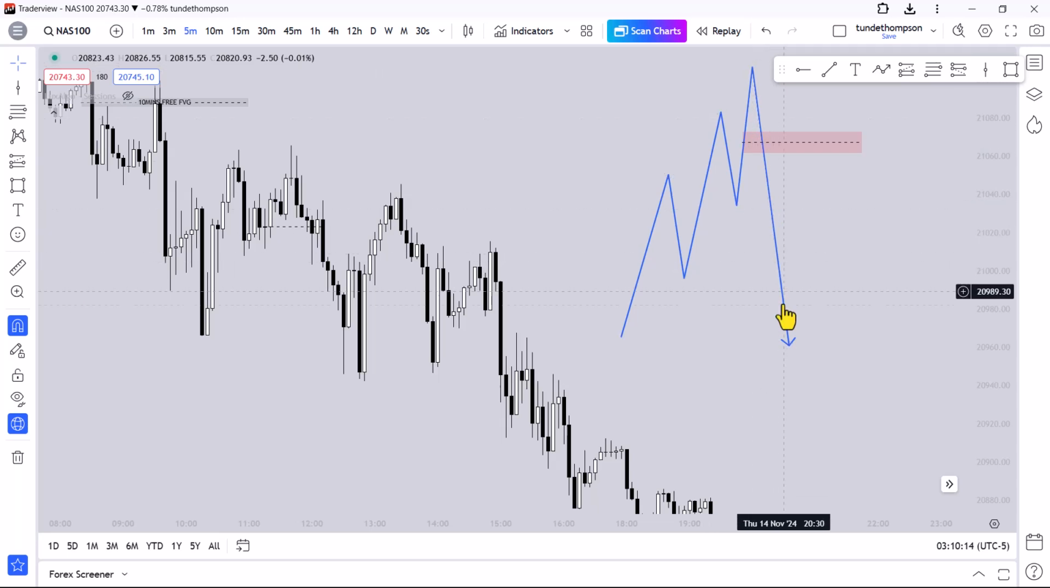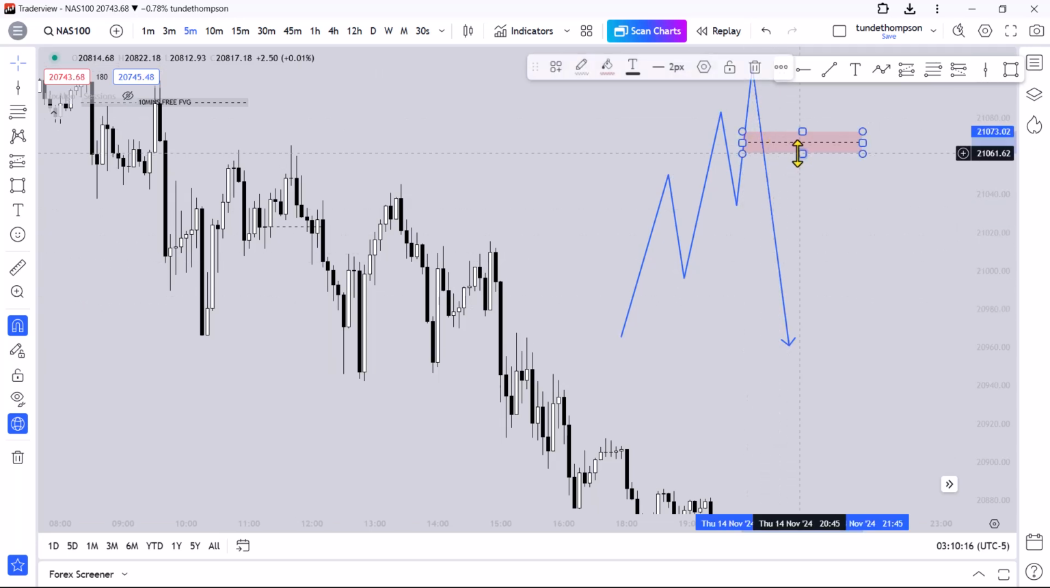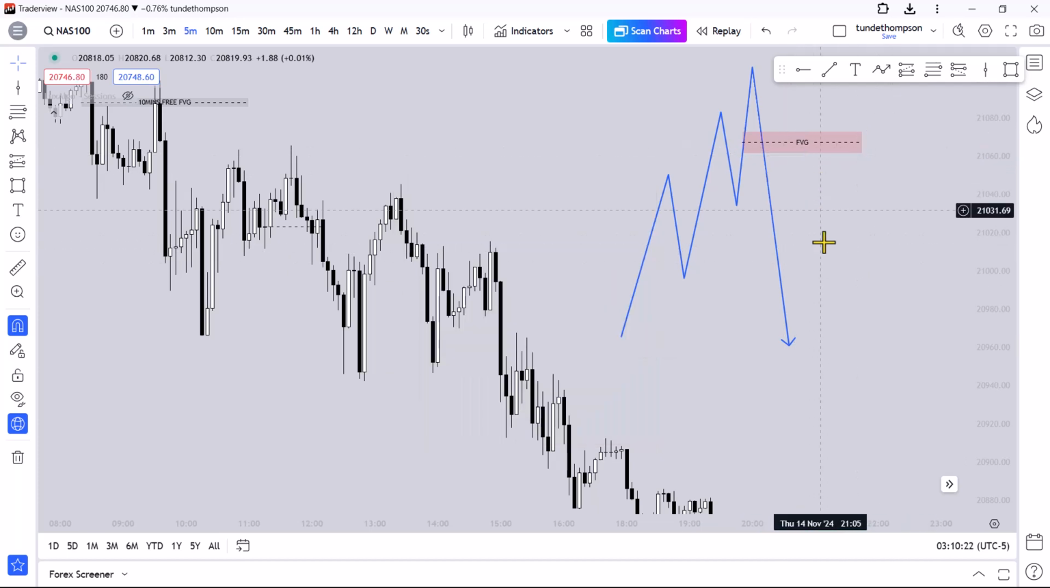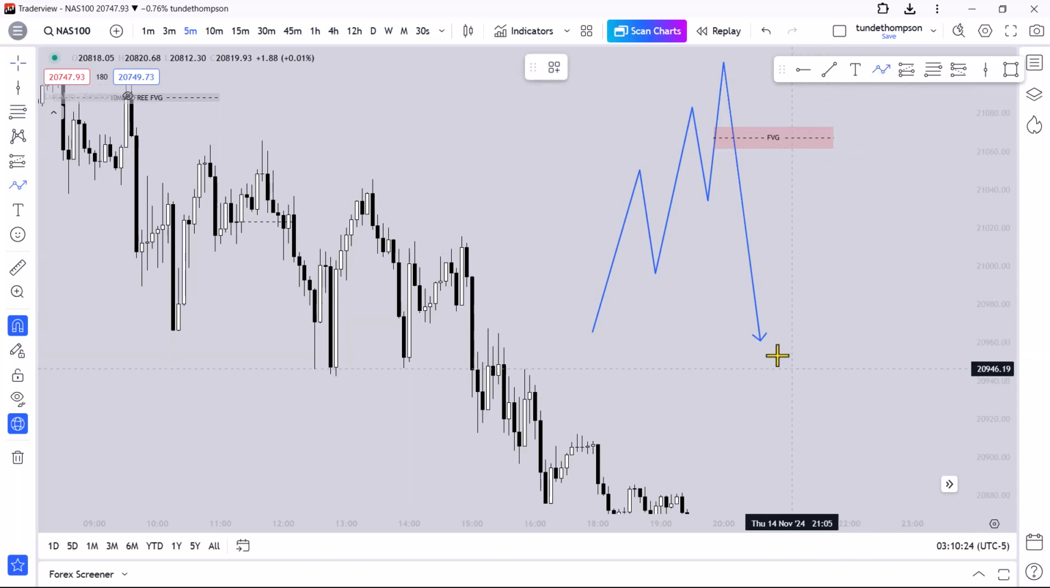But the market disrespected it. The fair value gap was disrespected. Let me list it. The fair value gap was disrespected, and after it's been disrespected, the market will do something like this.